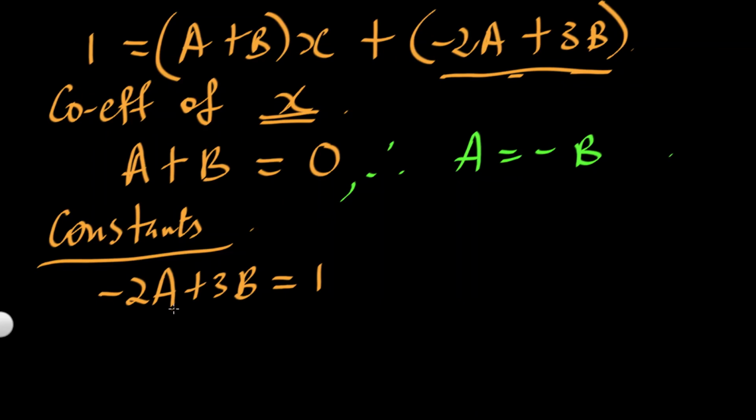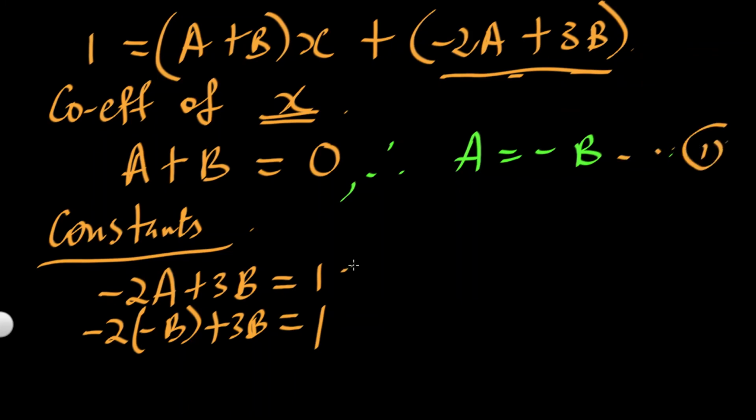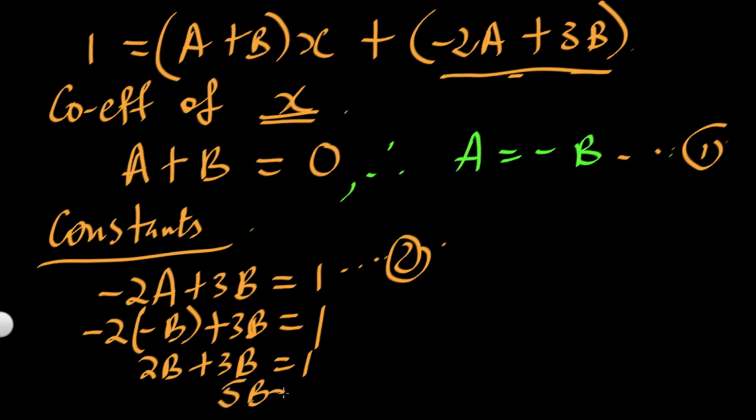We know this. So where there is an a, we can put minus b. So we have here minus 2 times minus b plus 3b is equals to 1. We are substituting using this equation 1, so this is sort of like our equation 2. From here, it means 2b plus 3b is equals to 1, which gives us 5b equals to 1. Therefore, b is equals to 1 over 5.